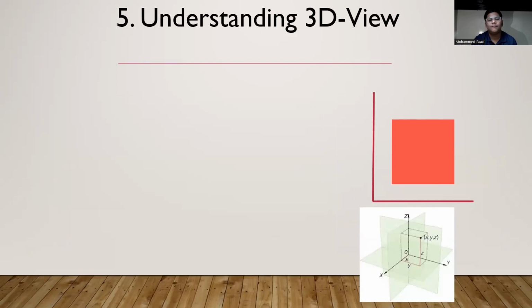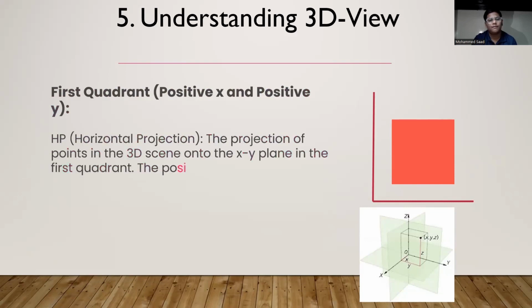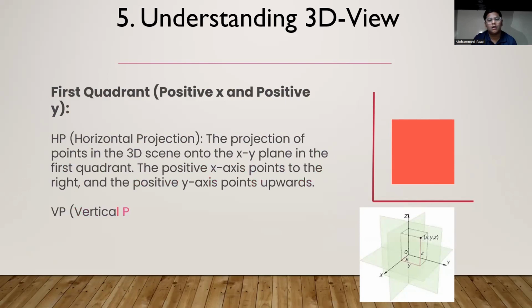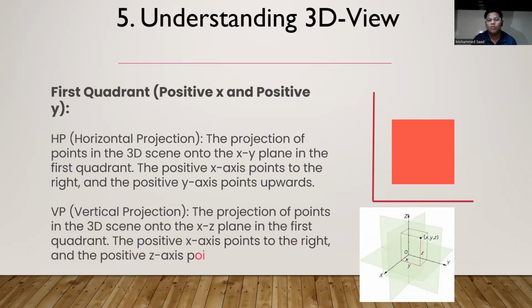Understanding the 3D view. First quadrant is positive x and positive y. Horizontal projection: the projection of a point in 3D space onto the x and y plane in the first quadrant. The positive x-axis points to the right and the positive y-axis points upward. Vertical projection: the projection of a point in 3D space onto the x and z plane in the first quadrant. The positive x-axis points to the right and the positive z-axis points outward from the viewer.